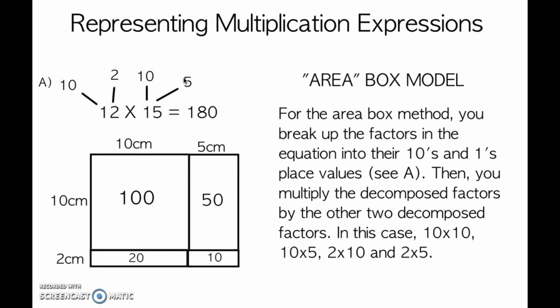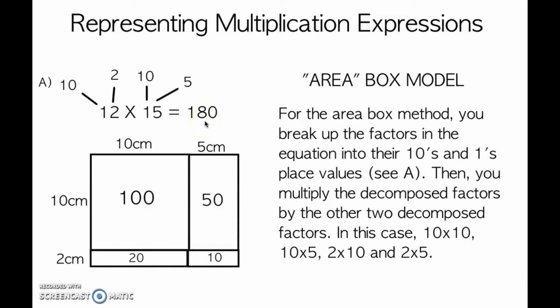And we've taken each of those decomposed factors and multiplied it by the other 2 decomposed factors. So in this case, we've got 10 times 10, which is 100. We've got 10 times 5, which is 50. We've got 2 times 10, which is 20, and 2 times 5, which is 10. And when you add all that together, you get 180.